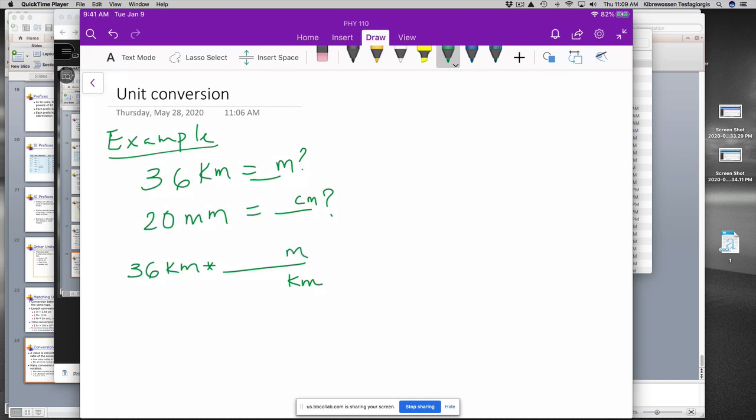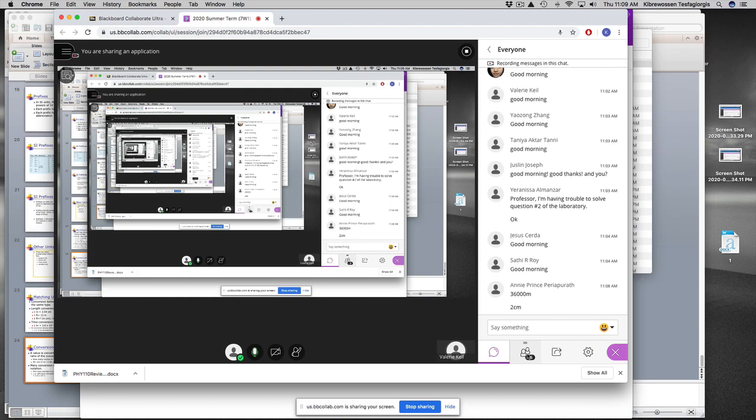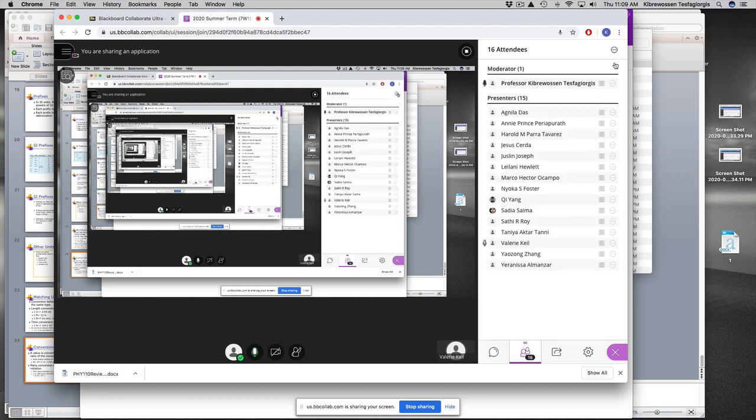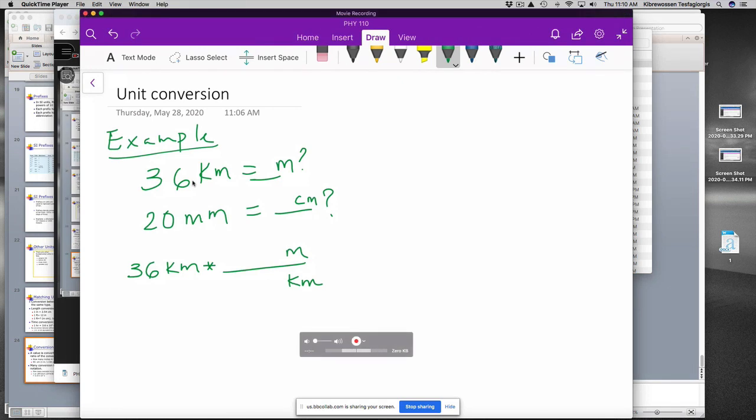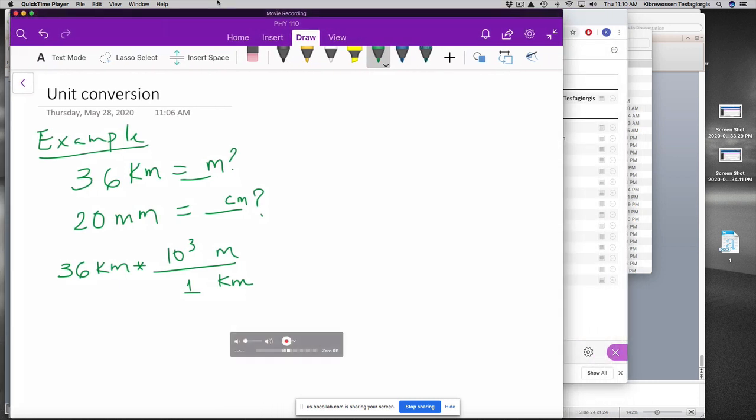If you have seen the slides and what we covered in the previous class, you will remember what a kilo means. In 1 kilo, what you have is 10 to the power of 3. What does 10 to the power of 3 normally mean? It means 1,000, right?